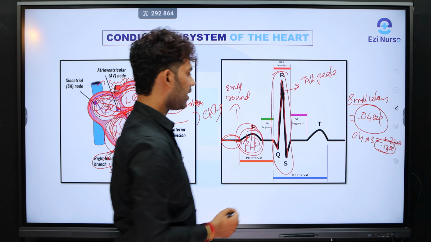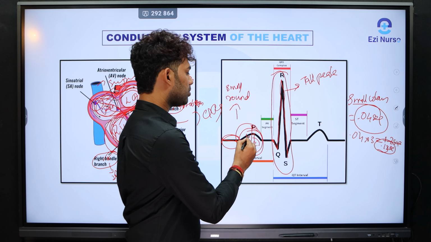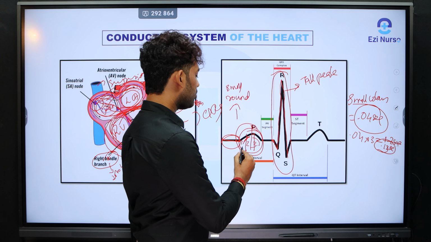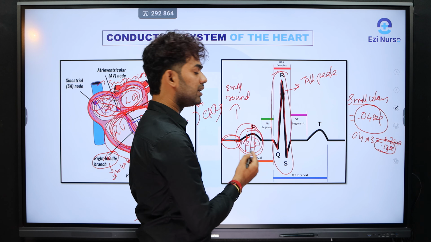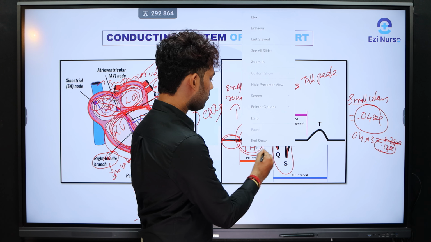Then we can discuss what to do when you get the ECG. First you have to look at the P wave, then you should check the QRS complex, then the PR interval. The PR interval is from the P wave to the R wave.